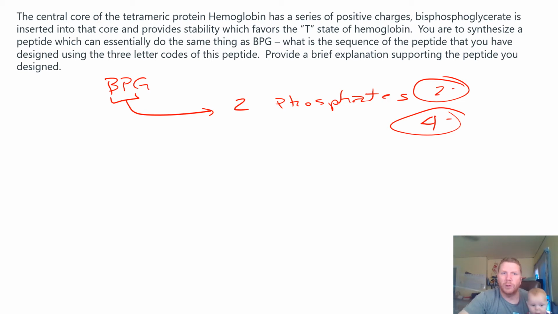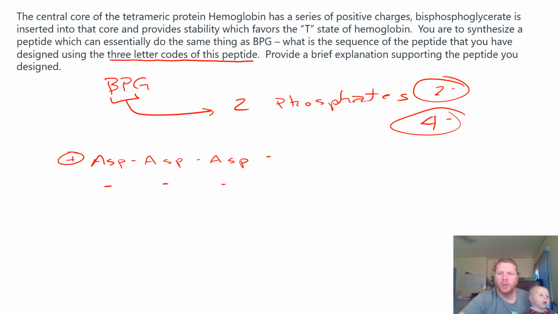Now, the answer that I'm looking for is the 3-letter codes of this peptide. So a good example, or an acceptable example, would be something like aspartate, aspartate, aspartate. Because each R group is going to have a negative charge, and the C terminus is going to have a negative charge. The N terminus is probably going to be positively charged at a physiological pH, but I'm not really going to mince details about that. So ASP, ASP, ASP would be an acceptable answer.